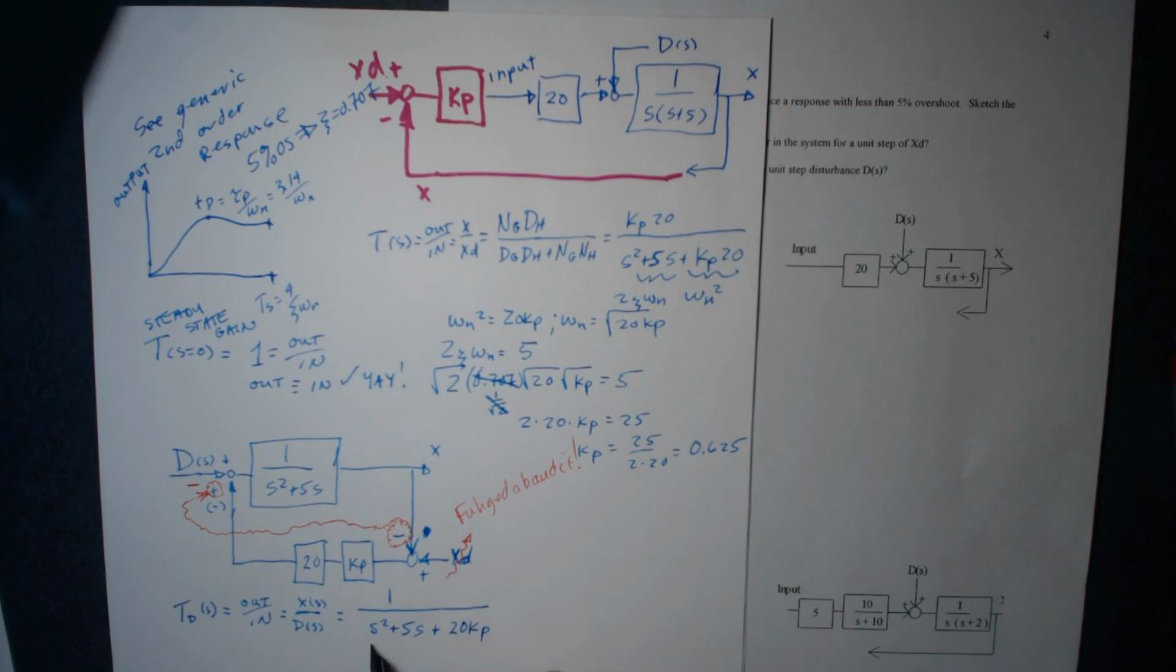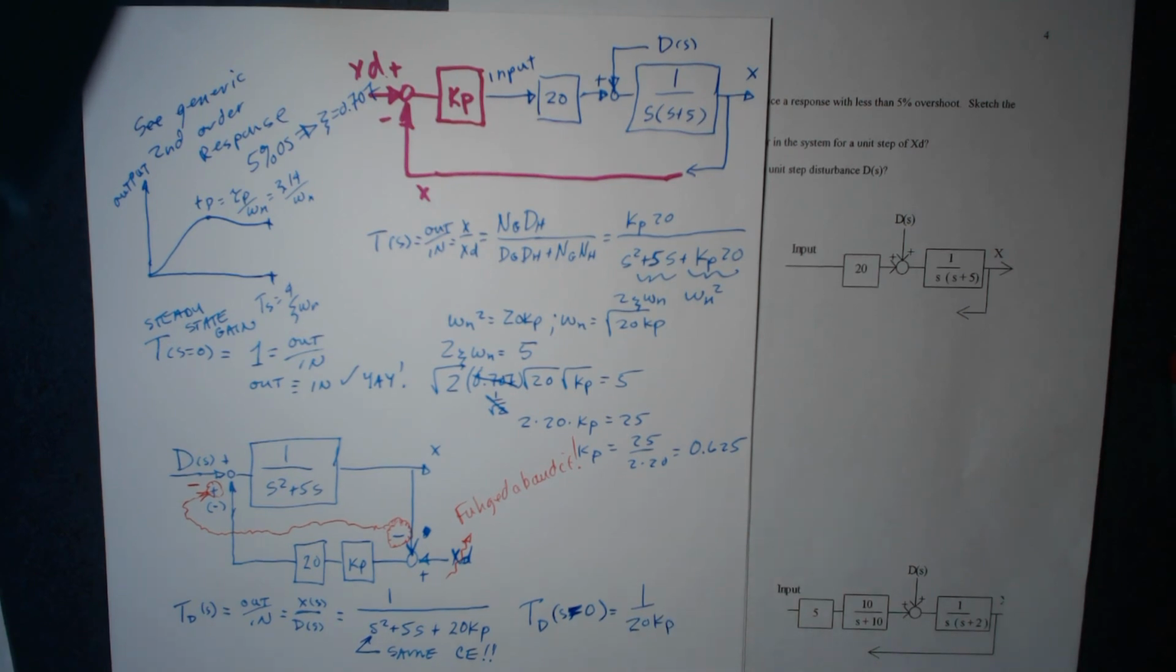And then what I'll notice here is that, by the way, same characteristic equation. That's important. They always are. In one closed loop system, the characteristic equation is always the same. And now what I can do is I can say, T sub D of S at s equals 0 is equal to 1 over 20 kp.